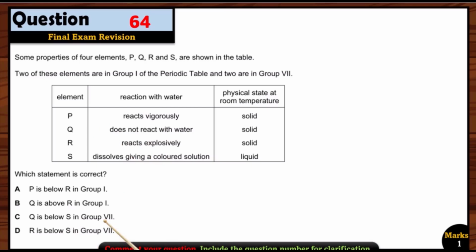So even if you don't know which one is below and which one is above, you can just look at group 1 and group 7. Q and S are showing in group 7. That's why option C is the right option here, okay?